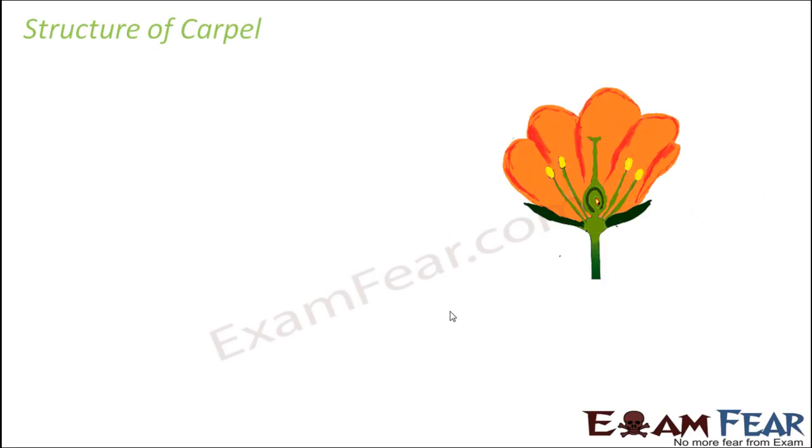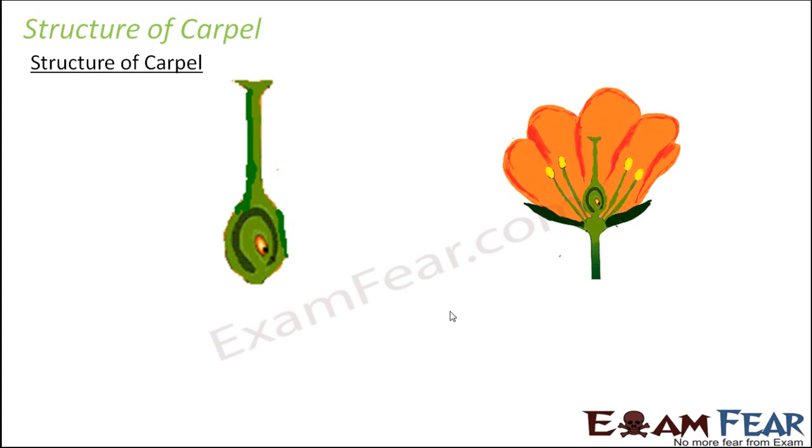Now let's talk about the structure of the carpel. So what does the carpel look like and what does it consist of? A carpel basically consists of three most important parts, that is the ovary, the style and the stigma. So this swollen portion at the base is the ovary, this tube-like structure is the style, and this topmost portion is the stigma.